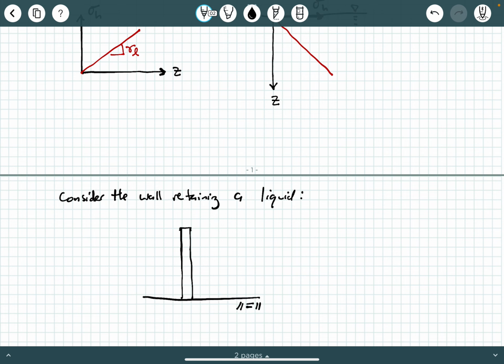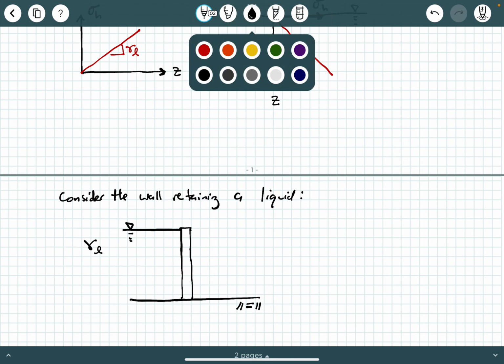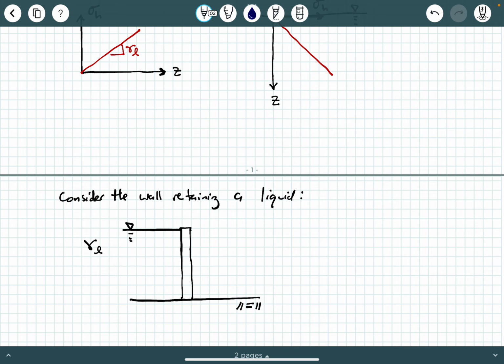And let's say that it's holding back a liquid. Maybe it's water, but I'm just going to say gamma L because it could be any liquid, okay? And so let me draw my ground surface a little bit more level back here. Okay, so let's say that I want to look at the lateral load effect due to all of this liquid behind this wall. Well, the pressure is going to increase linearly, right? From the surface of the water down to the ground surface, okay?